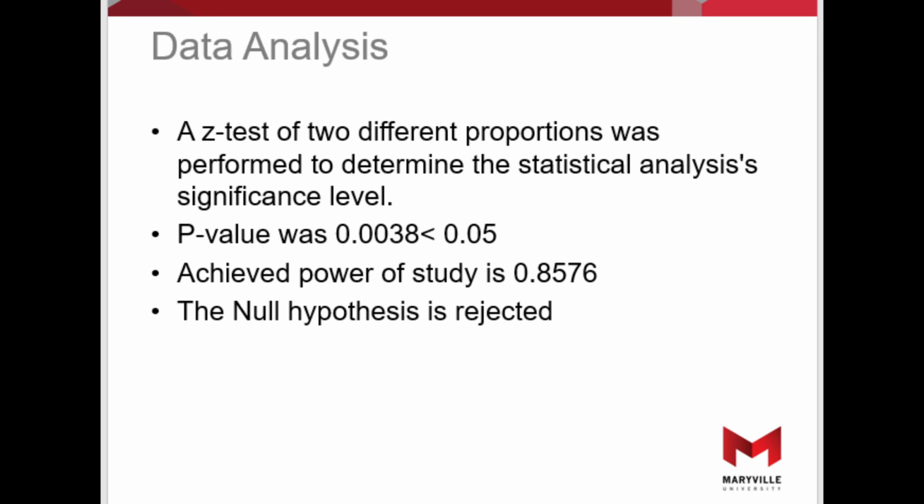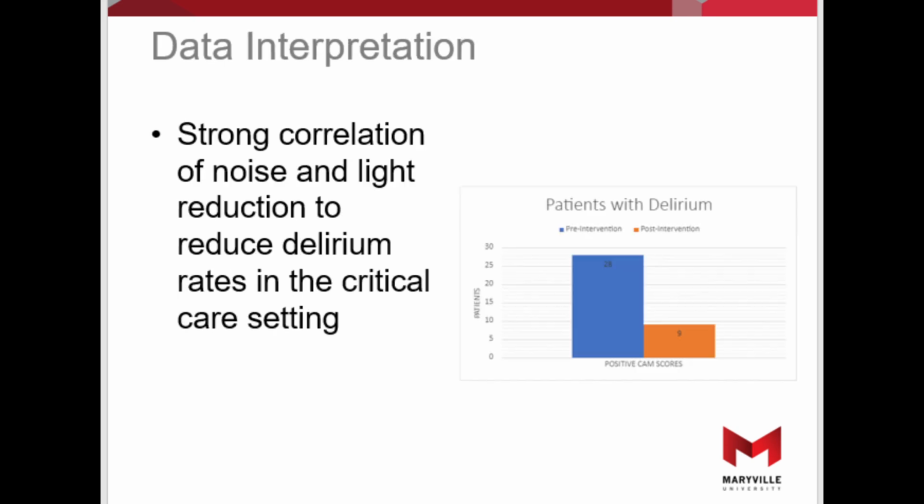The achieved power of the study was 0.8576, which is considered very, very strong. So we had significant evidence to show a change in one direction by reduction. So when we look at all of these, we determine that the null hypothesis is in fact rejected, which is a positive thing.